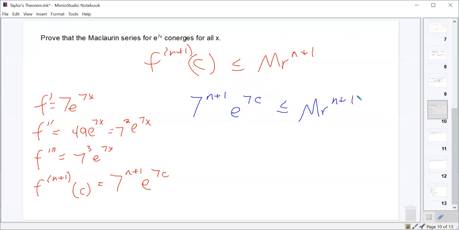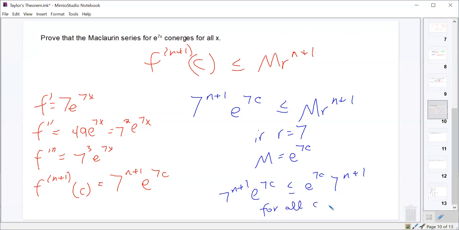So the question then is, are there positive constants of m and r so that I can make this statement true? And the answer should be yes. Right? If r equals 7 and m equals e to the 7c, doesn't really matter what that c value is. And if I just let m equal e to the 7c, what do I have? I have e to the 7c times 7 to the n plus 1 is less than or equal to e to the 7c times 7 to the n plus 1. And that's always true. This is true for any value of c from negative infinity to infinity.